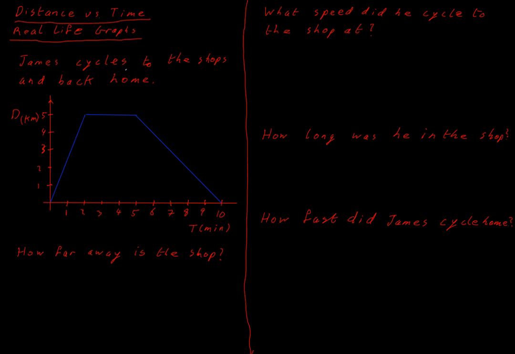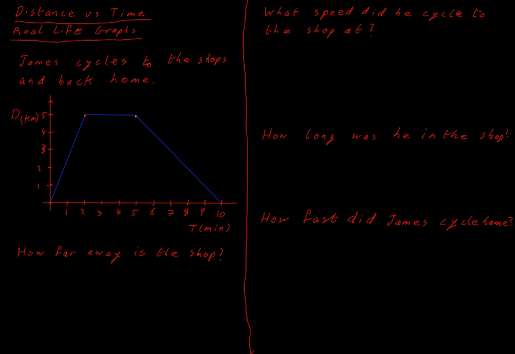So James cycles to the shops and back home, and his journey is traced out on this distance time graph. So he starts out at home down here, and he cycles away from home until he gets to here. His distance away from home doesn't change for a little while, and then he travels from here back down to a distance of 0 away from his house.